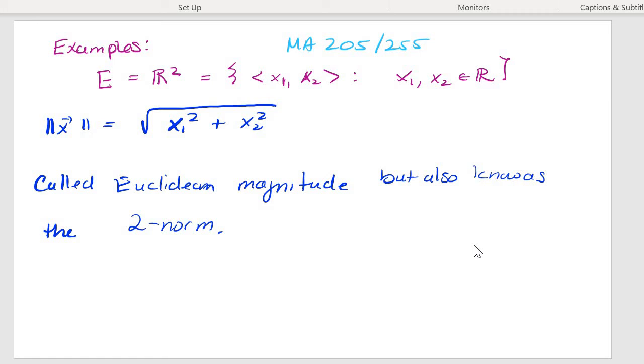So this is your Euclidean magnitude. It's also known as the 2 norm.